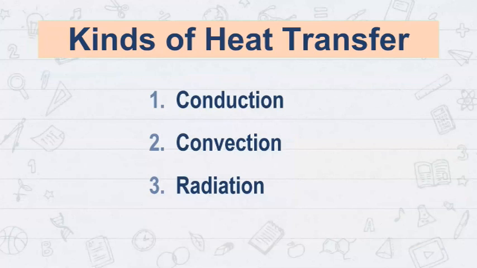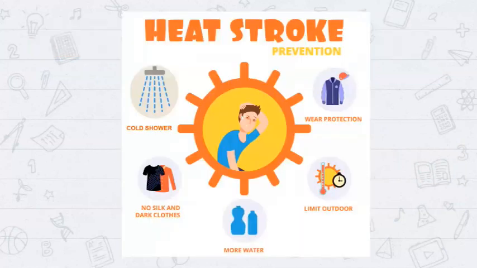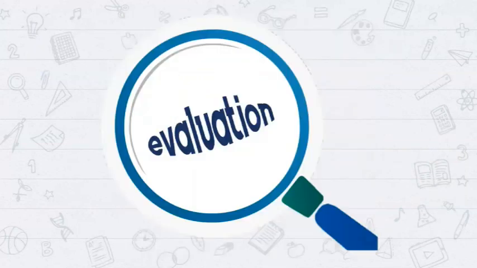So those are the three kinds of heat transfer. Do you understand them all? Nice! Since it's summertime, heat stroke can be a common occurrence, but you can prevent it by doing the following. Have a cold shower. Avoid wearing silk or dark clothes. Drink more water. Limit outdoor activities. And wear protection. Now, to check if you really understand the lesson, let us evaluate your learning.